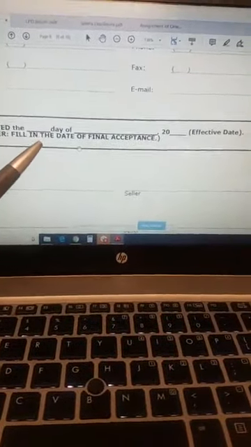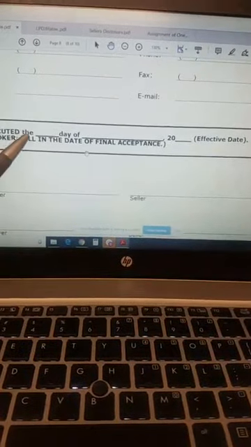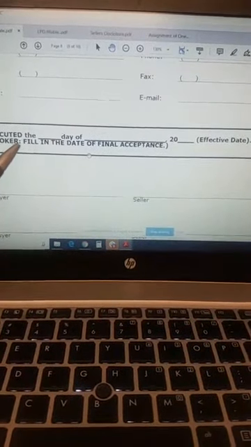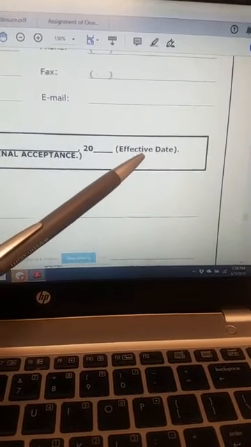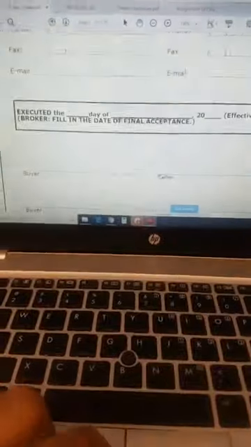Execution is very important. This box here is when the clock starts ticking. So whatever time this is signed is the effective date. That's a legal term, the effective date. So the clock starts ticking at the effective date of this contract.